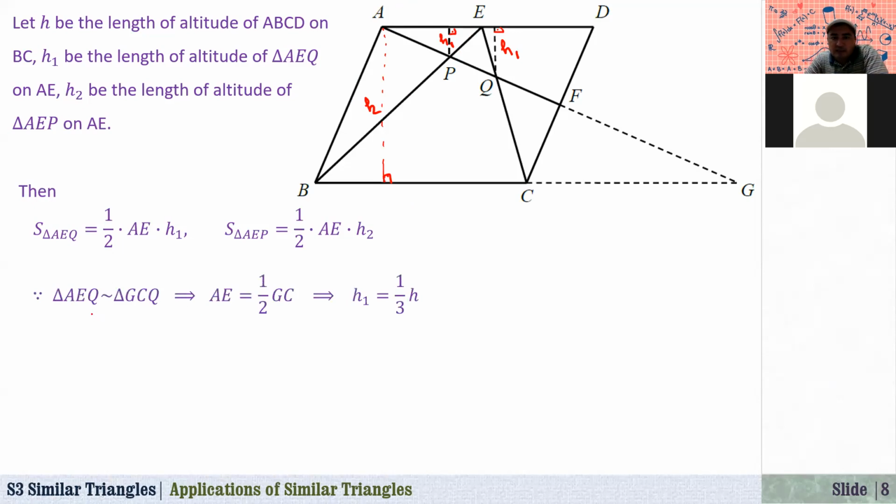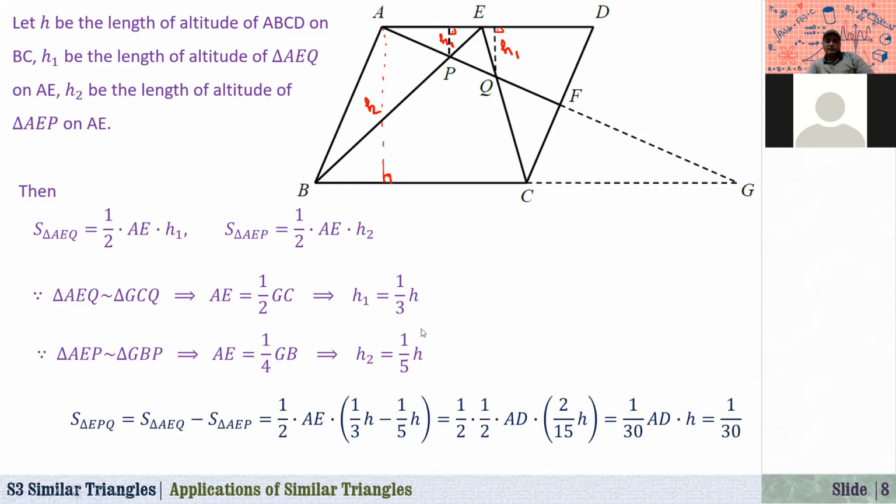And since triangle AEQ is similar to GCQ, from here we can write that AE equals half of GC. So from here, H1 is equal to 1 over 3 H. In a similar way, triangle AEP is similar to triangle GBP. And that's why AE is equal to 1 over 4 GB, which implies that H2 should be equal to 1 over 5 H. So now we have expressed H1 and H2 in terms of H.